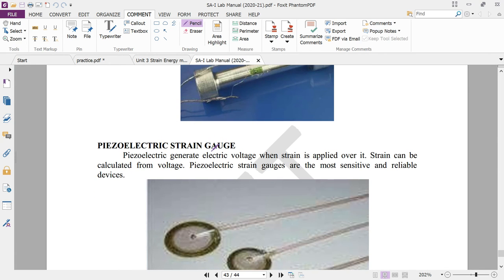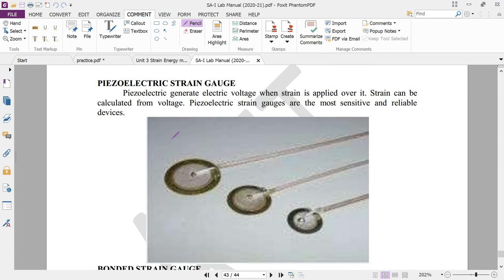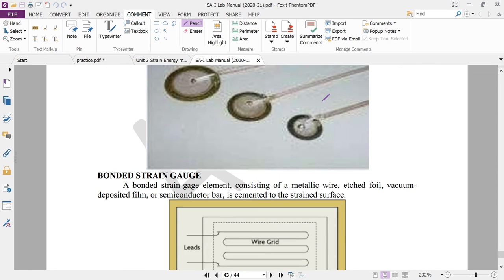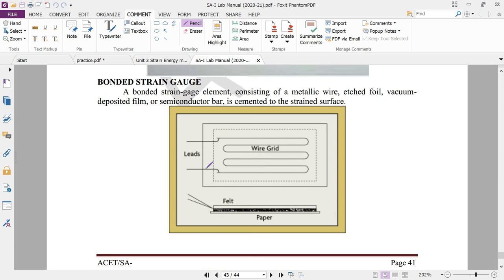Then piezoelectric, this is a piezoelectric strain gauge. It can generate an electric voltage when strain is applied, and it can also be used to calculate the voltages. Piezoelectric strain gauges are the most sensitive and reliable devices. Then bonded strain gauges like this.